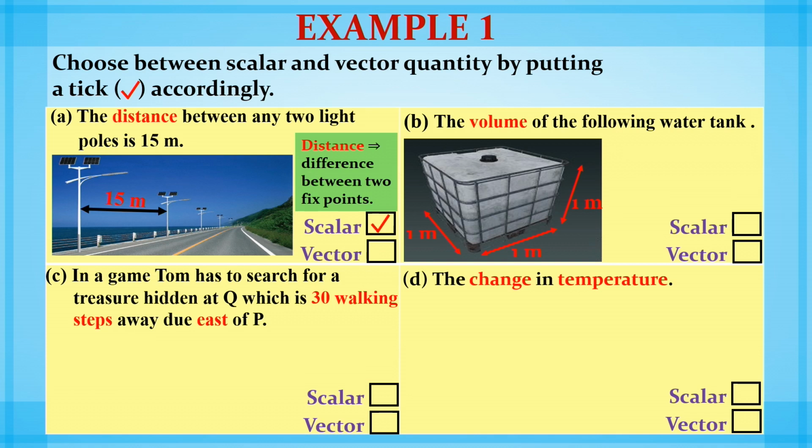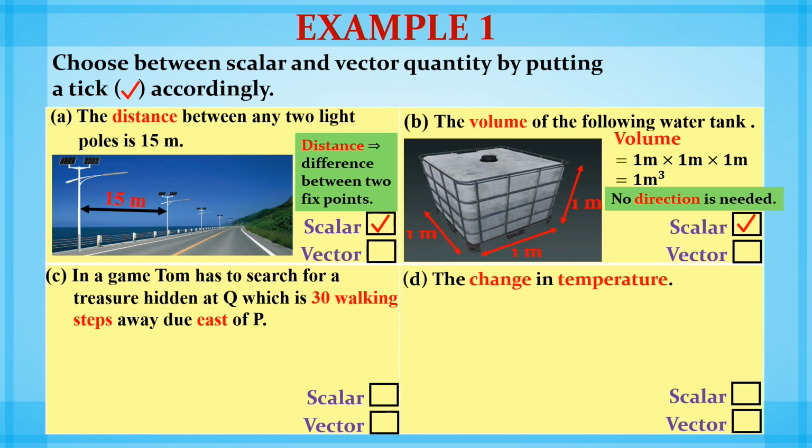Part B. The volume of the following water tank. Here, the volume of this cubical water tank is equal to 1 meter times 1 meter times 1 meter. That is length times width times height, leading to 1 meter cube. Students, observe. There is no direction needed in calculation of volume. Hence, volume is a scalar quantity.